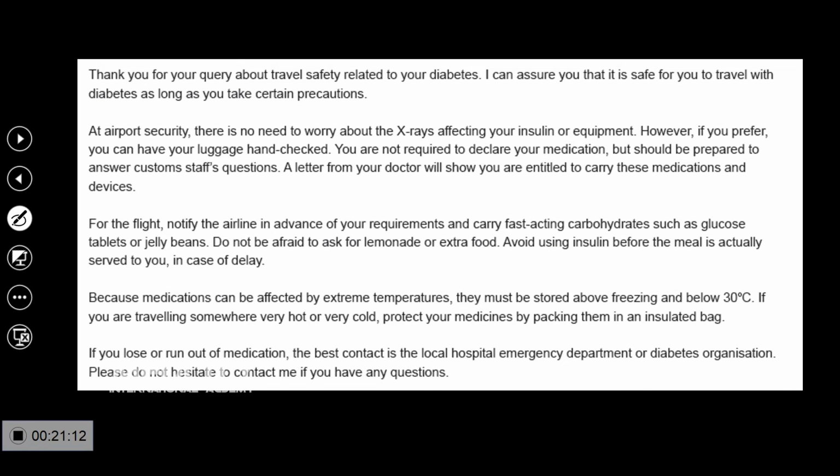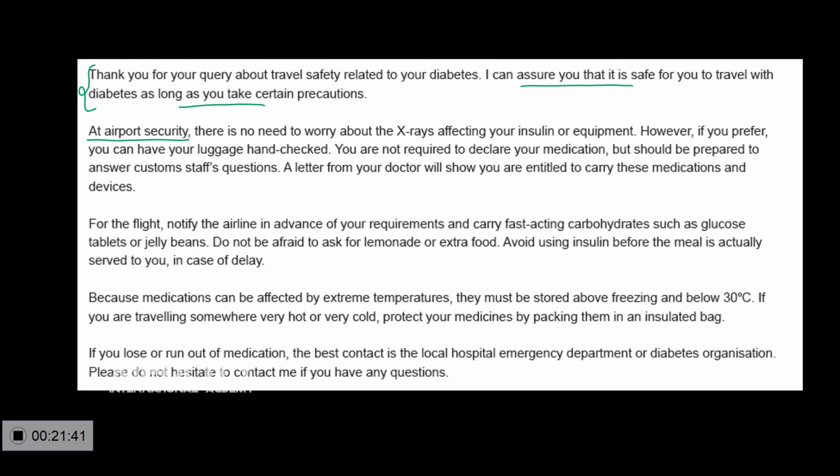Now this is a paragraph, probably, if I remember, this is a sample from the letter of a pharmacist, and you can see this is the purpose paragraph. So, I can assure you that it is safe for you to travel with diabetes as long as you take certain precautions. Now, these phrases that you can see in the subsequent paragraphs, like at airport security.